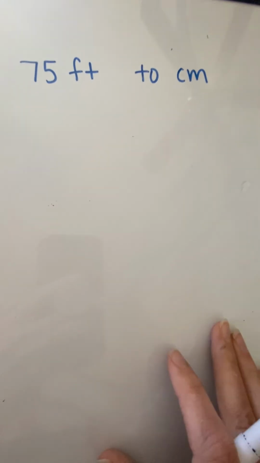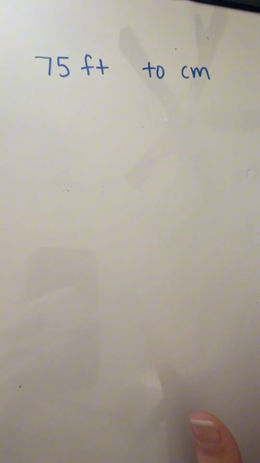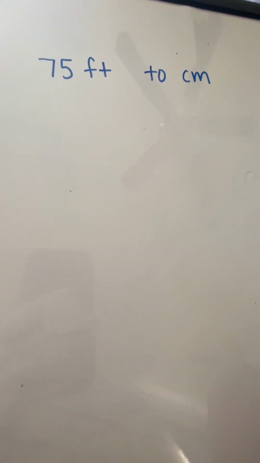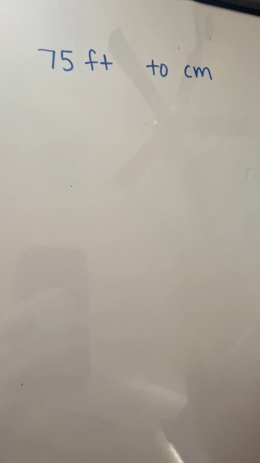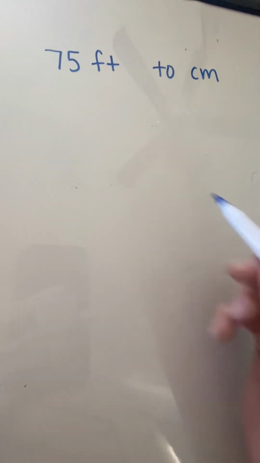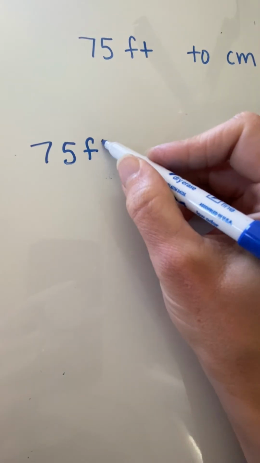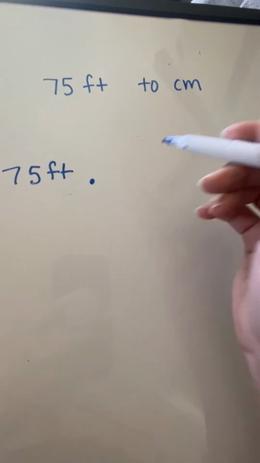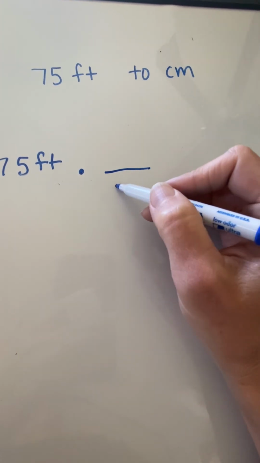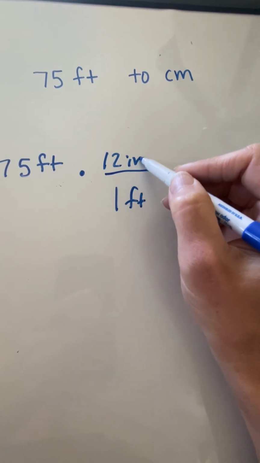Okay, so then we're going back here and we're going from feet to centimeters. Okay, so we need to figure out, what do we know we can convert feet into? Well, I know I can convert feet into inches. So I'm going to say I have 75 feet, and I know that 1 foot is 12 inches. Okay?